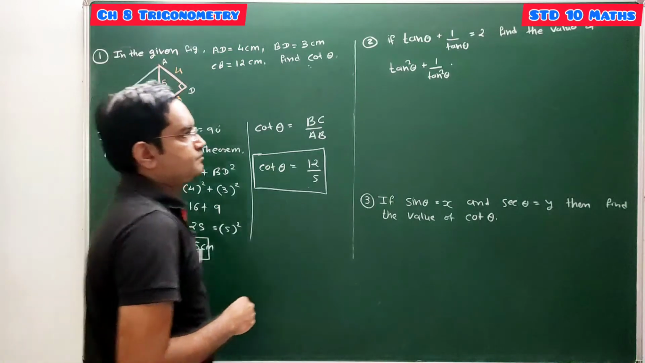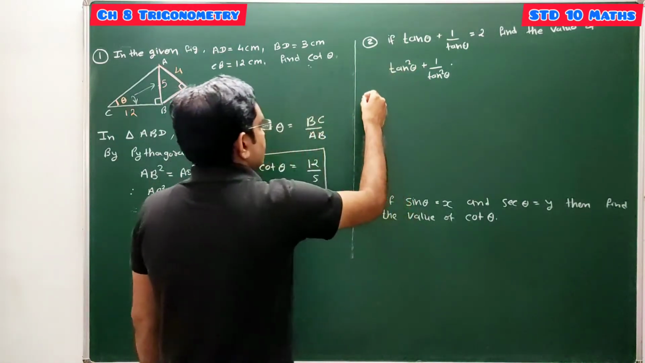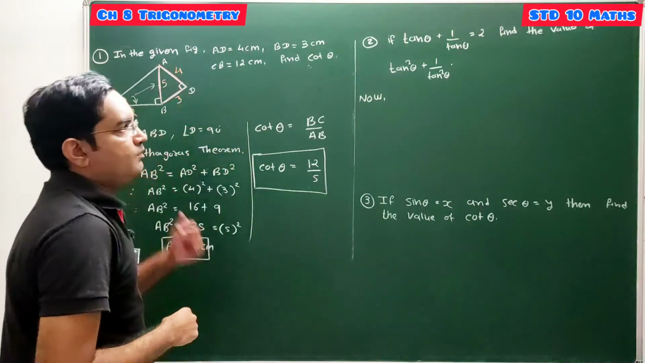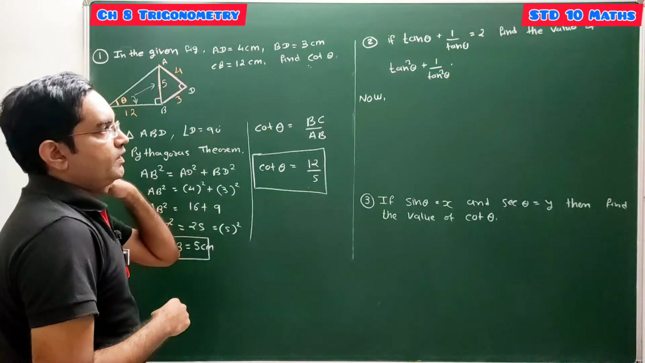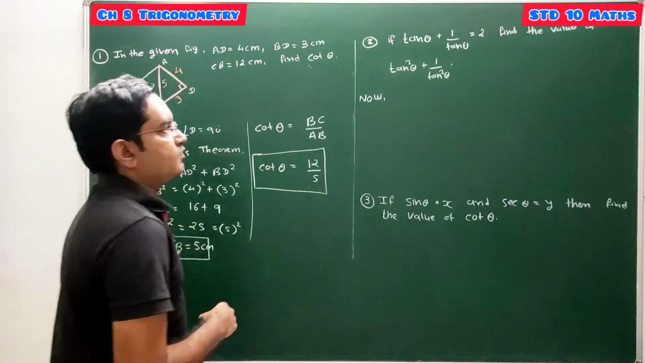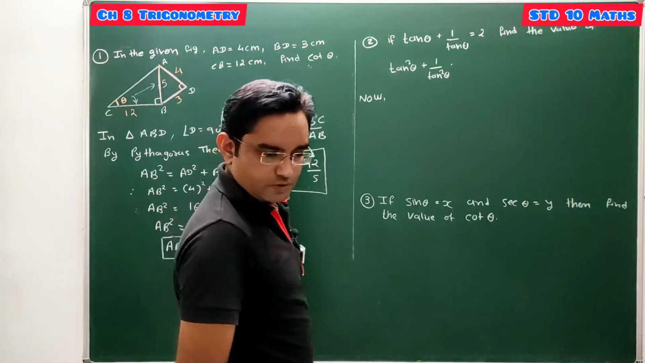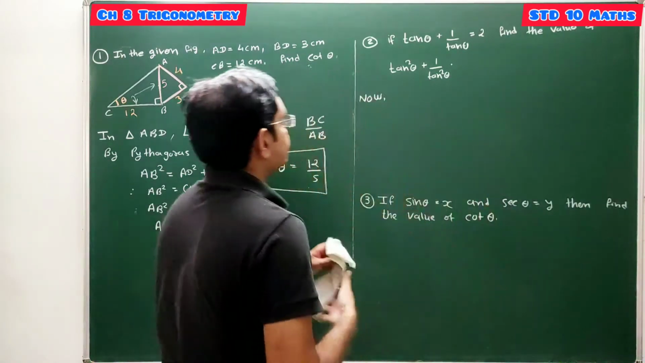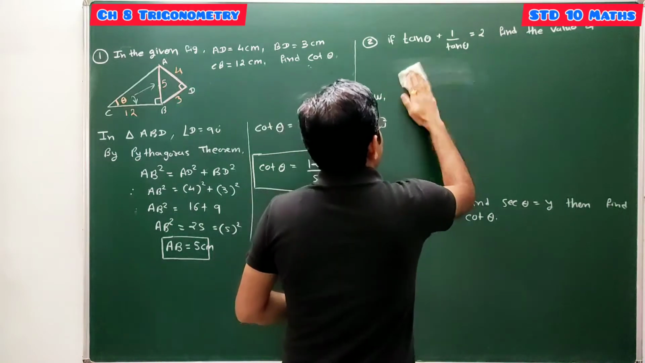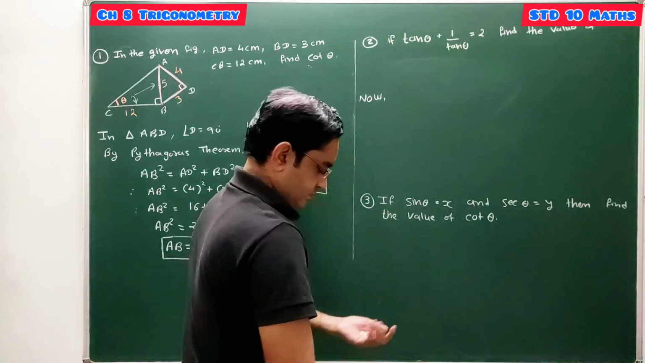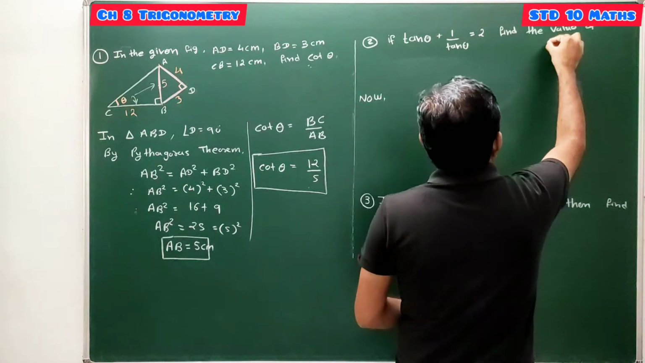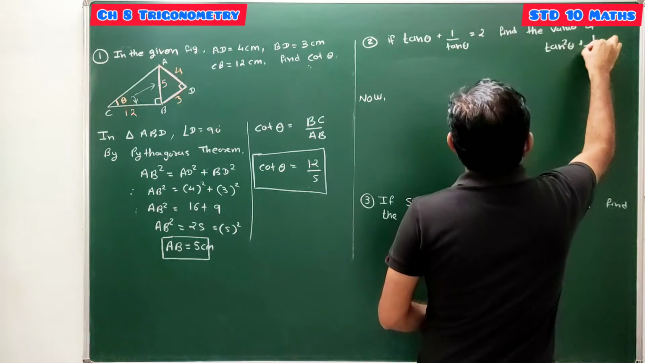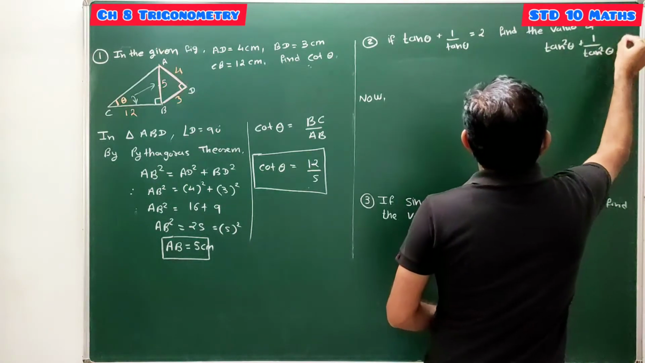Now question number 2. Here we are given that tan theta plus 1 upon tan theta equal to 2. Find the value of tan square theta plus 1 upon tan square theta. What you have to find? You have to find the value of tan square theta plus 1 upon tan square theta.